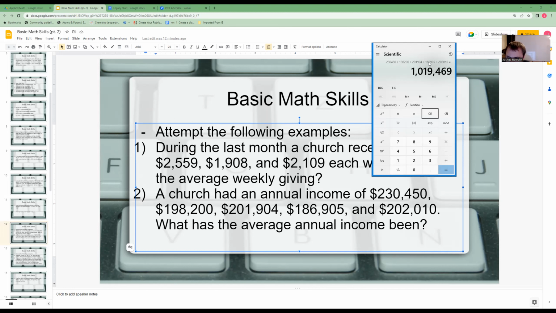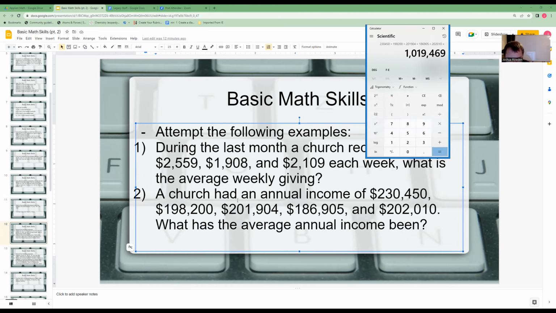201,904, 186,905, 202,010. Okay, so what we ended up with is over 6 years, we had 1,019,469. Let me double check. I said 6 years. Let me double check. It's 1, 2, 3, 4. Okay, it's 5 years. 1, 2, 3, 4, 5. So this is over 5 years. So we divide by 5 and we get 203,893.8. That's our average.